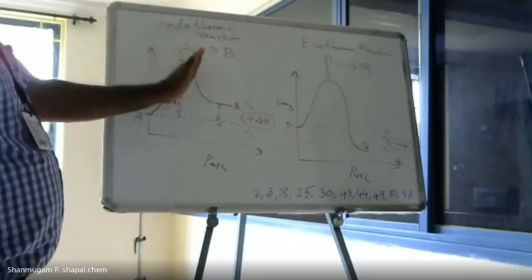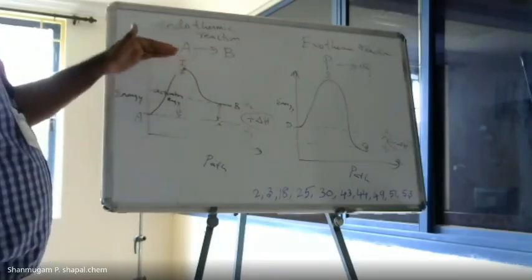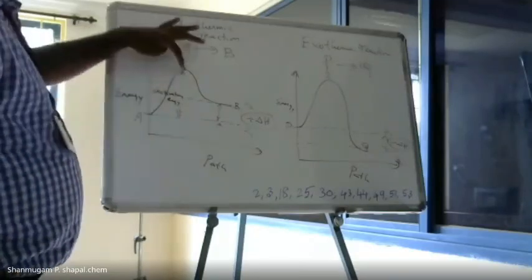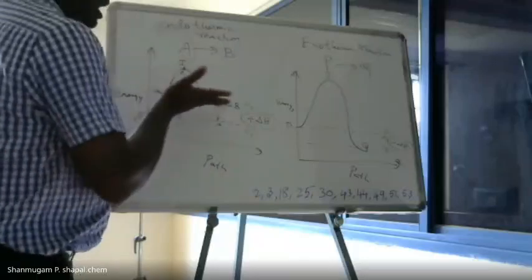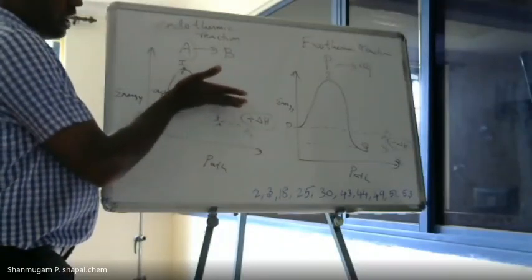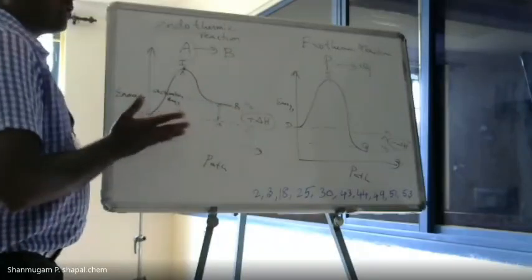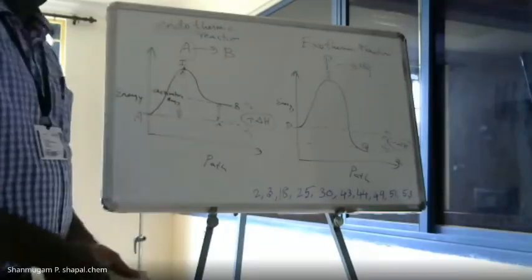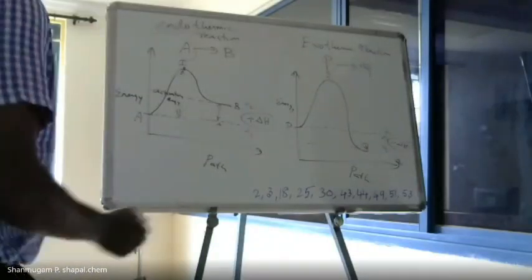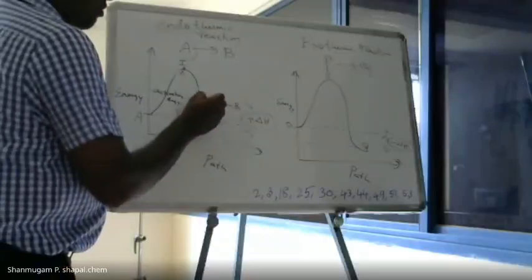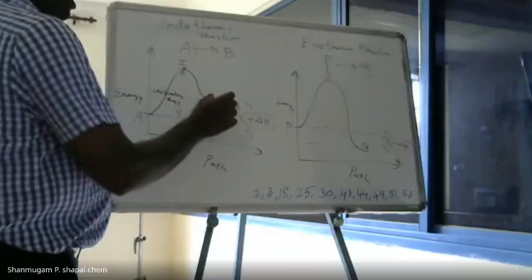Then once you cross the maximum energy that you need to initiate the reaction, it will automatically convert into product. So the potential energy of the product and the potential energy of the reactant might be different, but in some cases it might be the same. If the potential energy of B is higher than the potential energy of the reactant A, then the product potential energy is high.